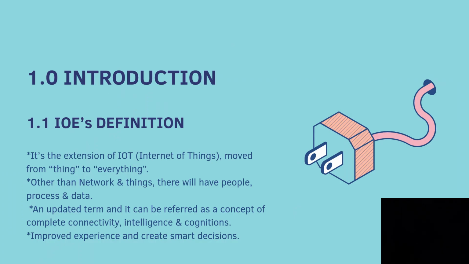So first, introduction to IoE. What does IoE mean? IoE is the extension of IoT, Internet of Things, moving from things to everything. Other than networks and things that we previously defined as IoT, there will be people, process, and data. So it is an updated term, and it can be referred to as a concept of complete connectivity, intelligence, and connections. IoE is improved experience and creates smart decisions.